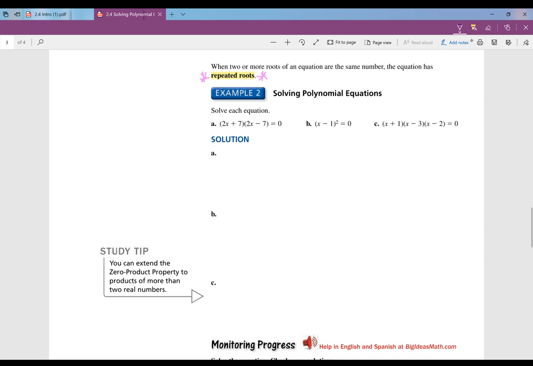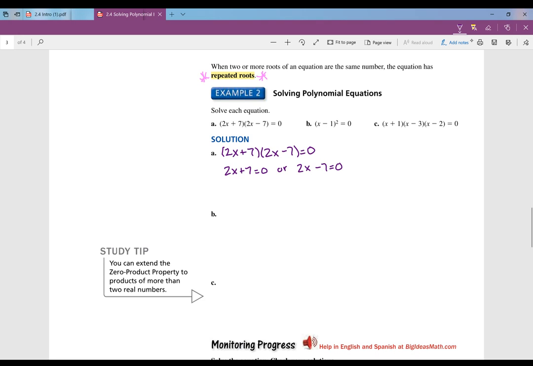So for part A, we have (2x + 7)(2x - 7) = 0. So again, we want to set each one of these equal to 0 because one of them has to be 0 if the whole thing equals 0. So we have 2x + 7 = 0 or 2x - 7 = 0.